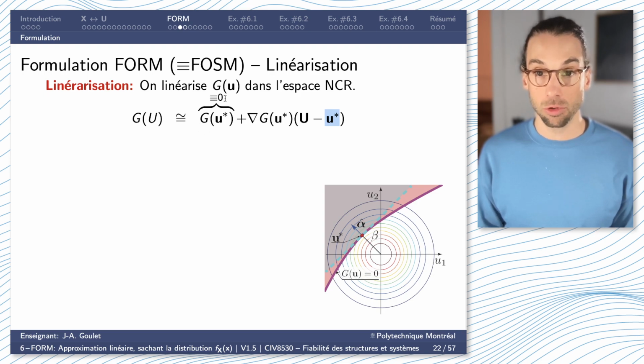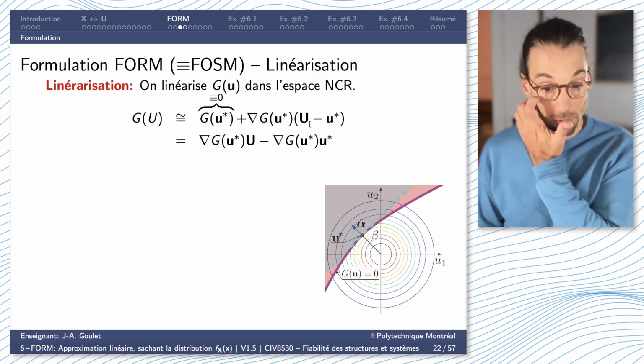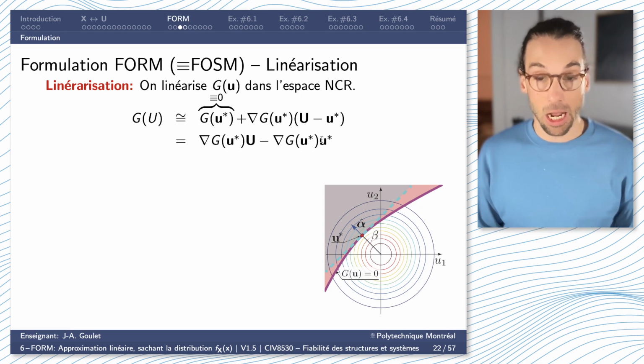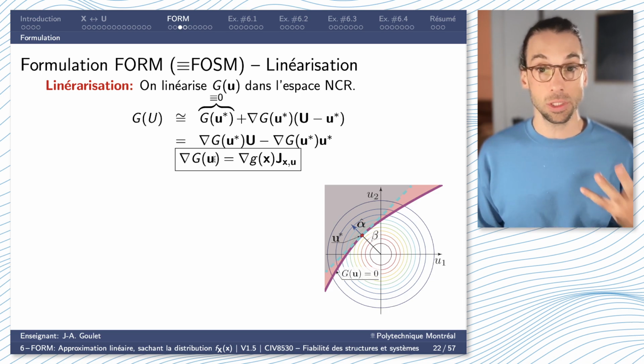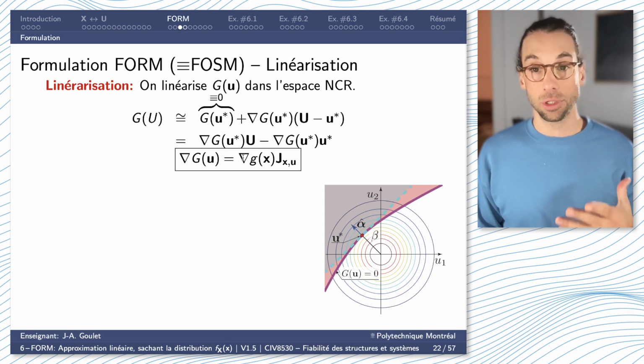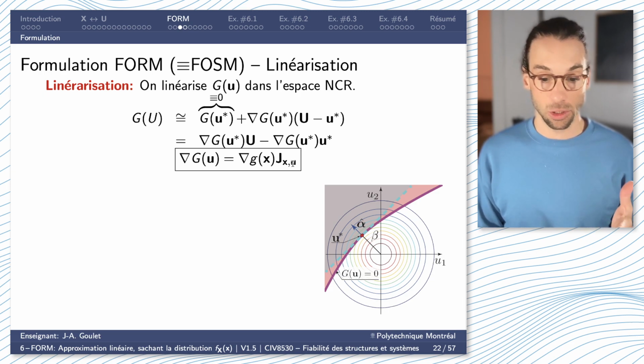So that first term drops. What we have, if we distribute the gradient into that parenthesis, is the gradient times my random variable minus the gradient times my linearization point. And here that gradient, keep in mind, is the gradient with respect to u, standard normal space, which is equal to the gradient with respect to x times the Jacobian of the partial derivative of x with respect to u.